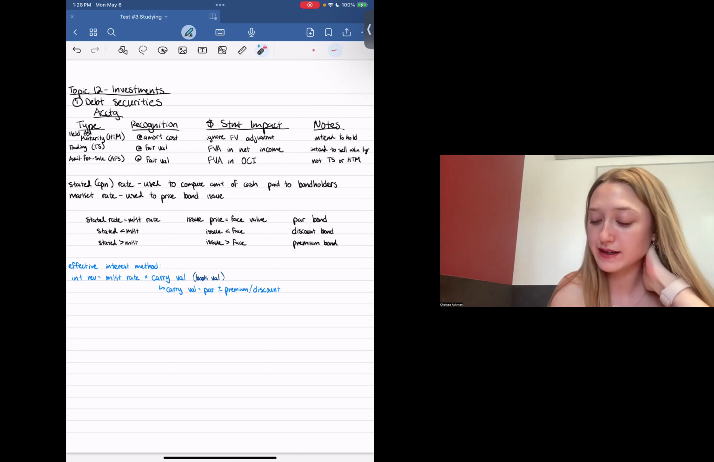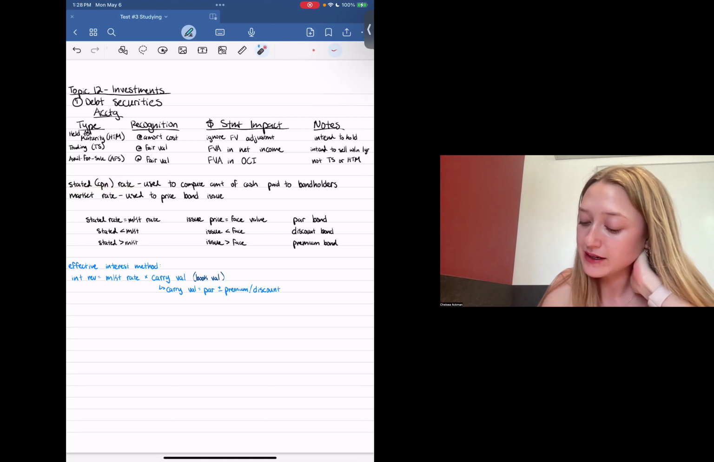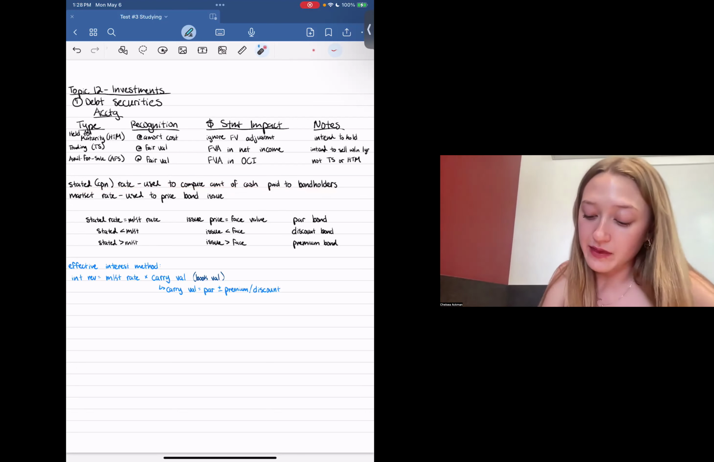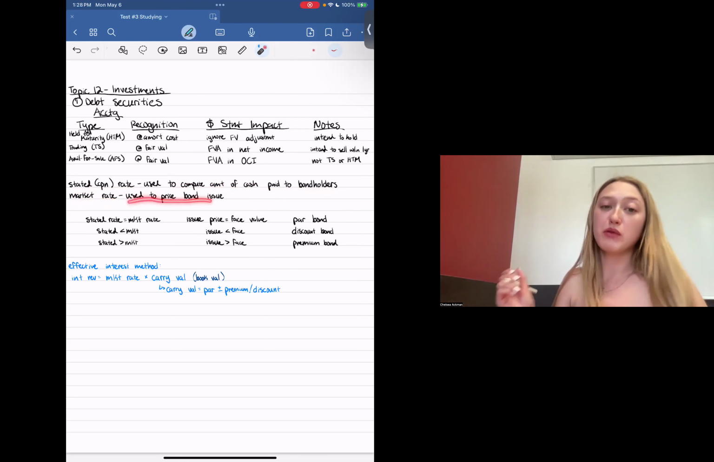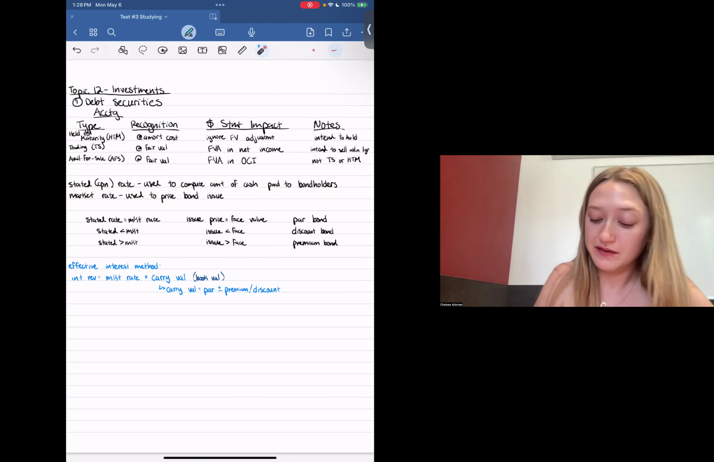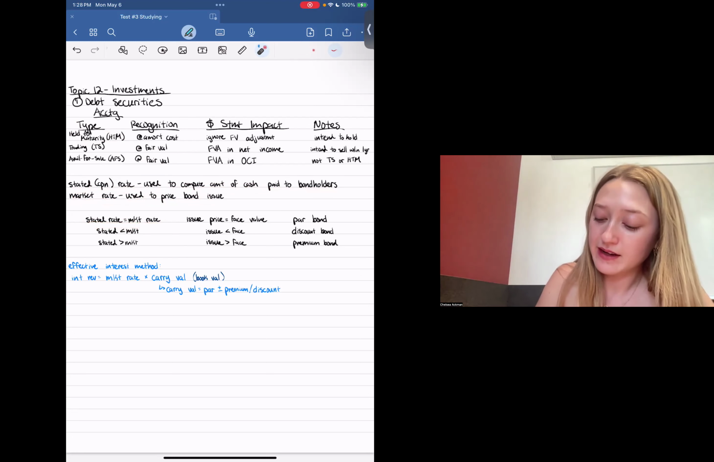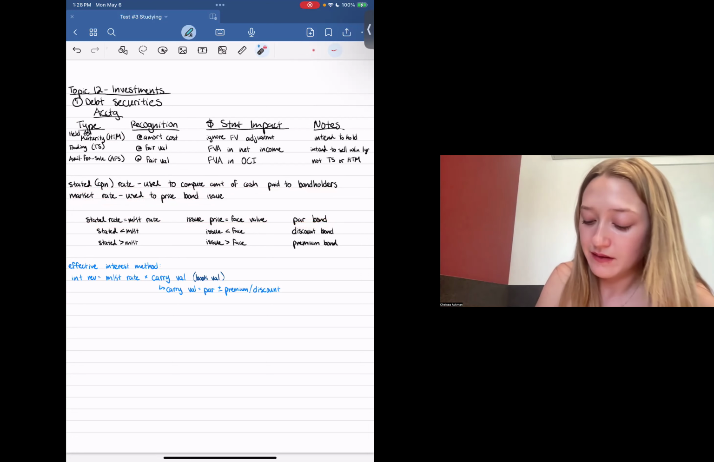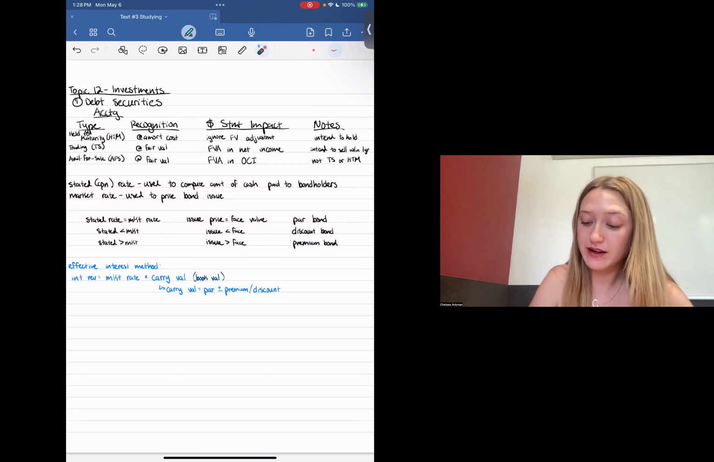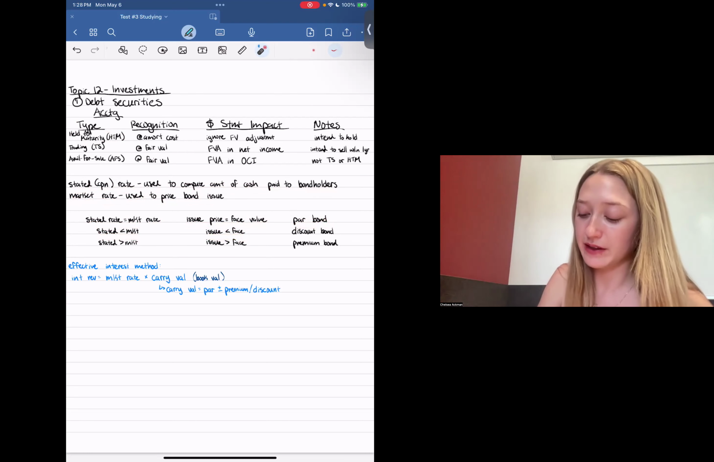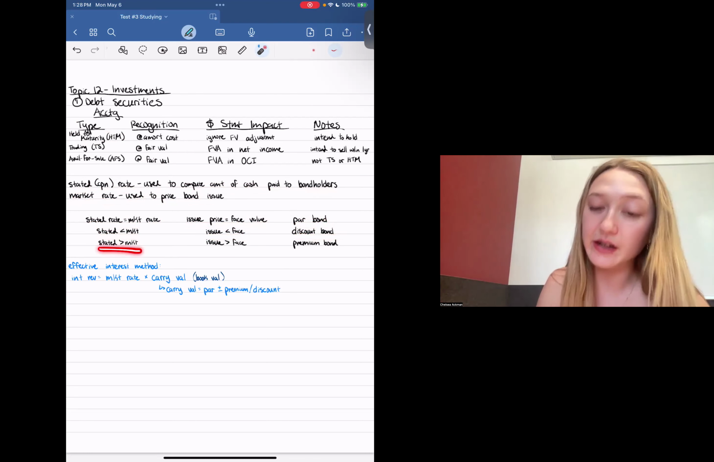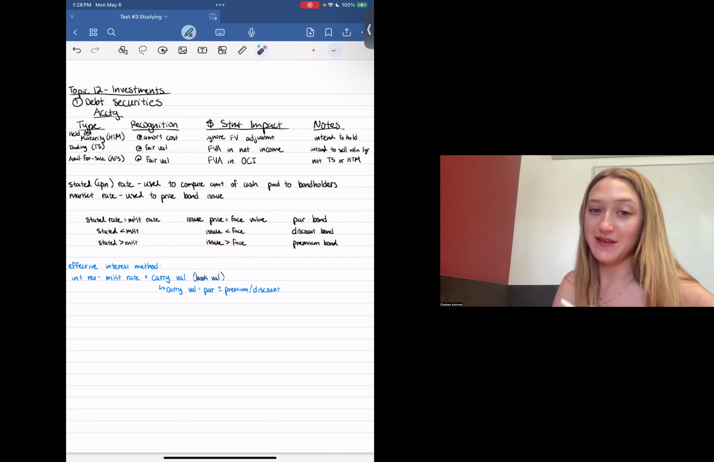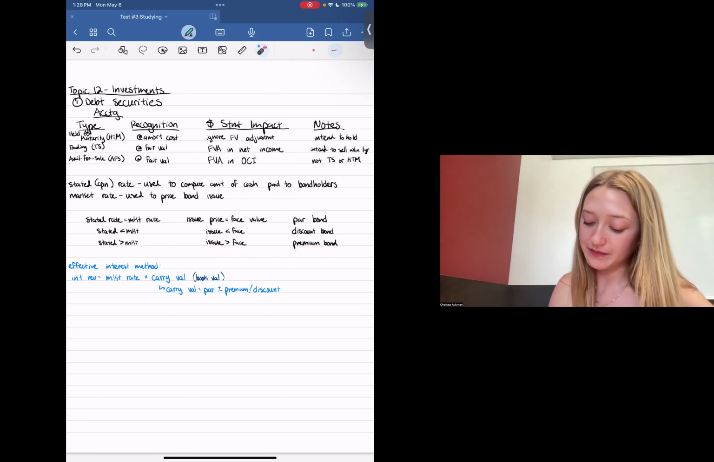And then we have two rates. The first is the stated or coupon rate. This is used to compute the amount of cash paid to bondholders. And then the market rate is used to price the bond issue. If the stated rate is equal to the market rate, then the issue price will be equal to the face value and it'll be a par bond. If the stated rate is less than the market rate, then the issue price is less than face value and it's a discount bond. And if the stated rate is greater than the market rate, the issue price is greater than face value and it is a premium bond.